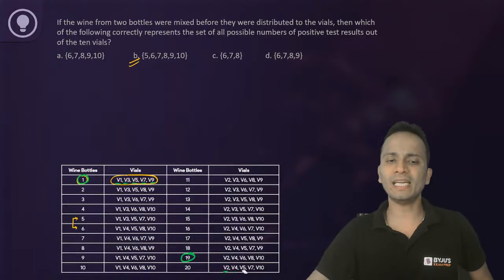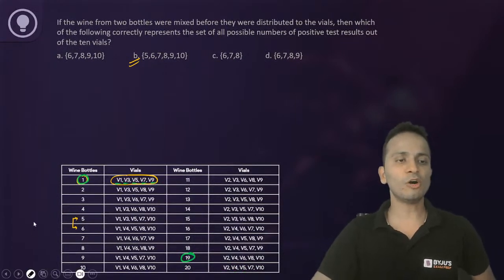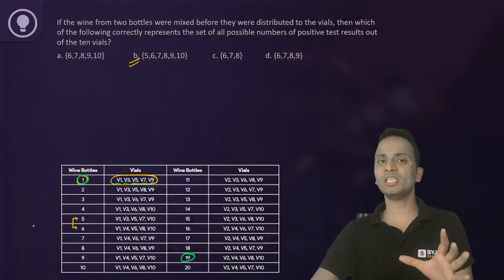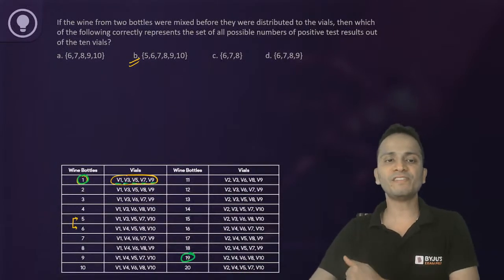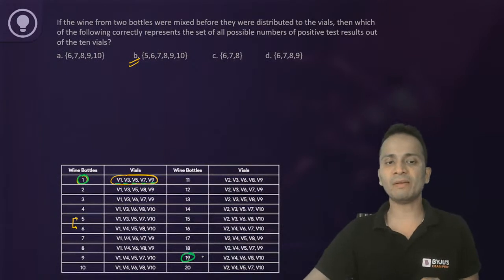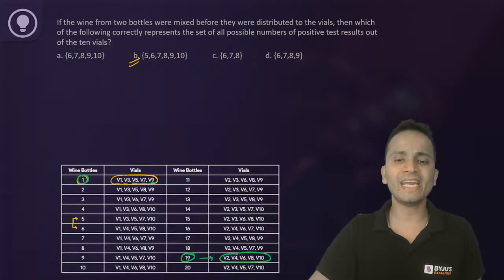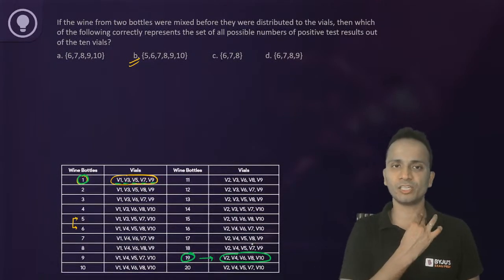Okay, 20 की जगह 19 consider कर लेते हैं. Okay, so now if 1 and 19 are mixed, poison is there in both the bottles. Now because of 1, vial number 1, 3, 5, 7, 9 will show positive result, and because of bottle number 19, vial number 2, 4, 6, 8 and 10 will show the positive result.